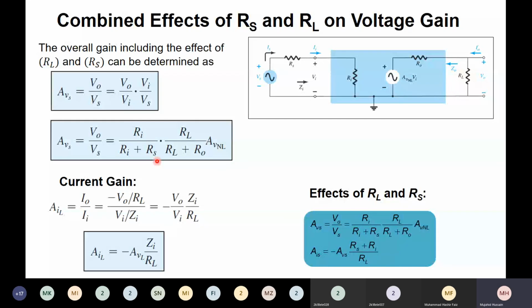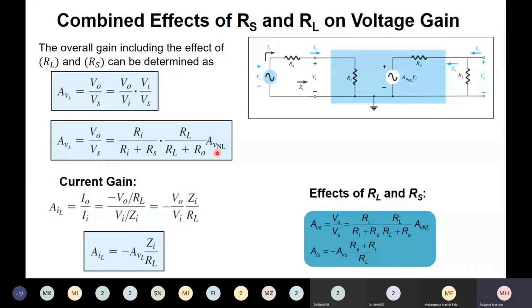V0 over Vi. So by putting the terms that we have derived in the previous slides, we find the overall gain as the product of these terms. You can see that these two factors are less than 1. So when they multiply with the no load voltage gain, the overall voltage gain will be lesser than the no load voltage gain.